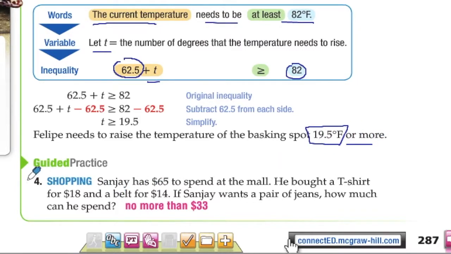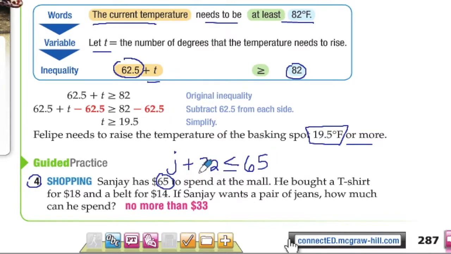So let's take a look at number 4, the shopping. Sanjay has $65 to spend at the mall. He bought a t-shirt for $18 and a belt for $14. If Sanjay wants a pair of jeans, how much can he spend? So we'll say J is jeans. And if we add in what he's already spent, 18 plus 14 is $32. He has only $65 to spend, so that has to add up to be less than or equal to $65.